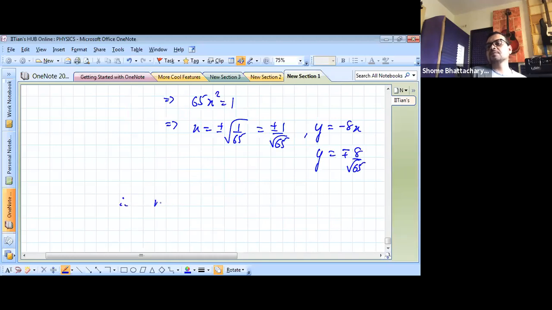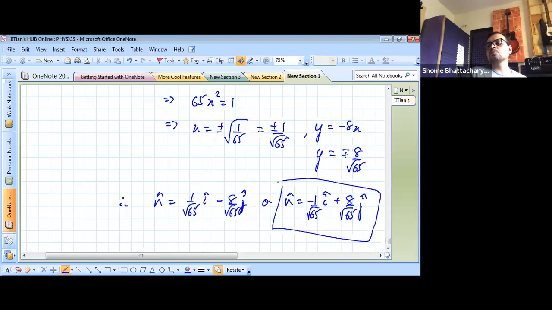So that means n cap is either, when we take x as 1 by root 65, accordingly y is minus 8 by root 65 j cap. Or n cap is, when we take the minus sign, so this one comes with plus sign, minus 1 by root 65 i cap plus 8 by root 65 j cap. So both of these are unit vectors which have the property that they are perpendicular to a plus b.